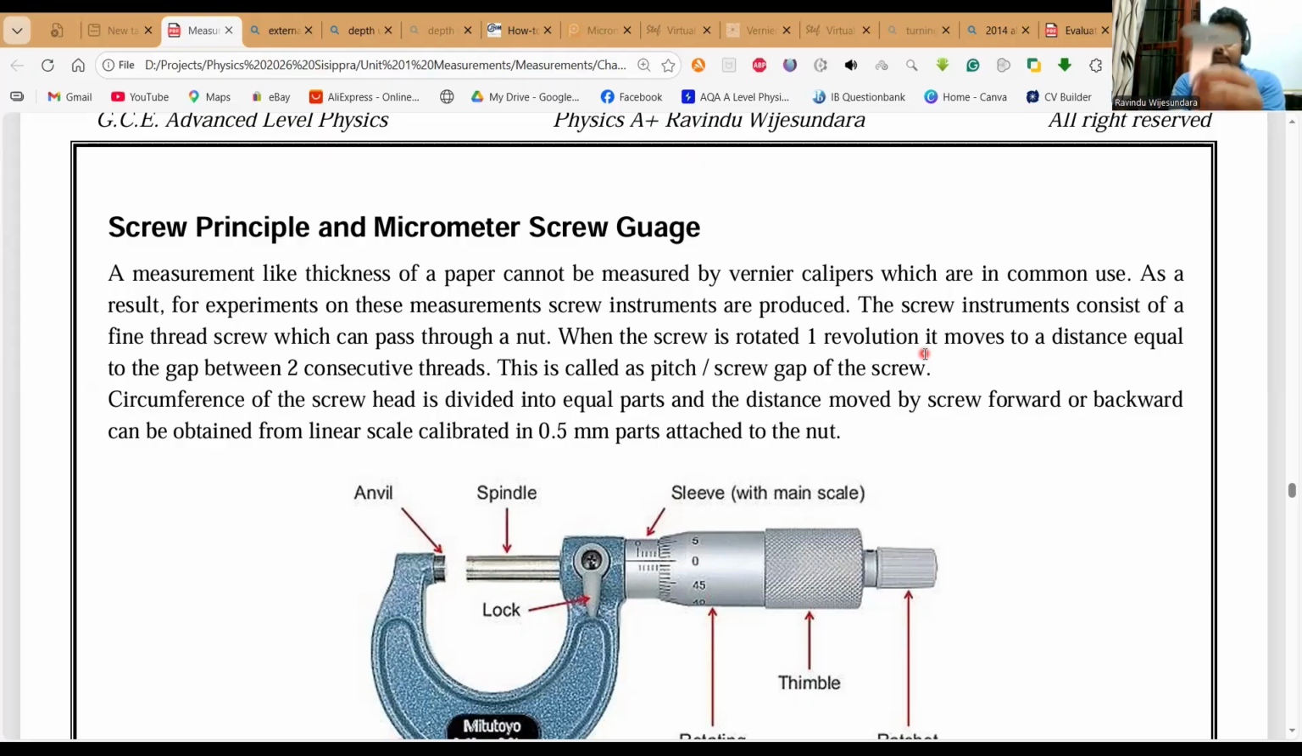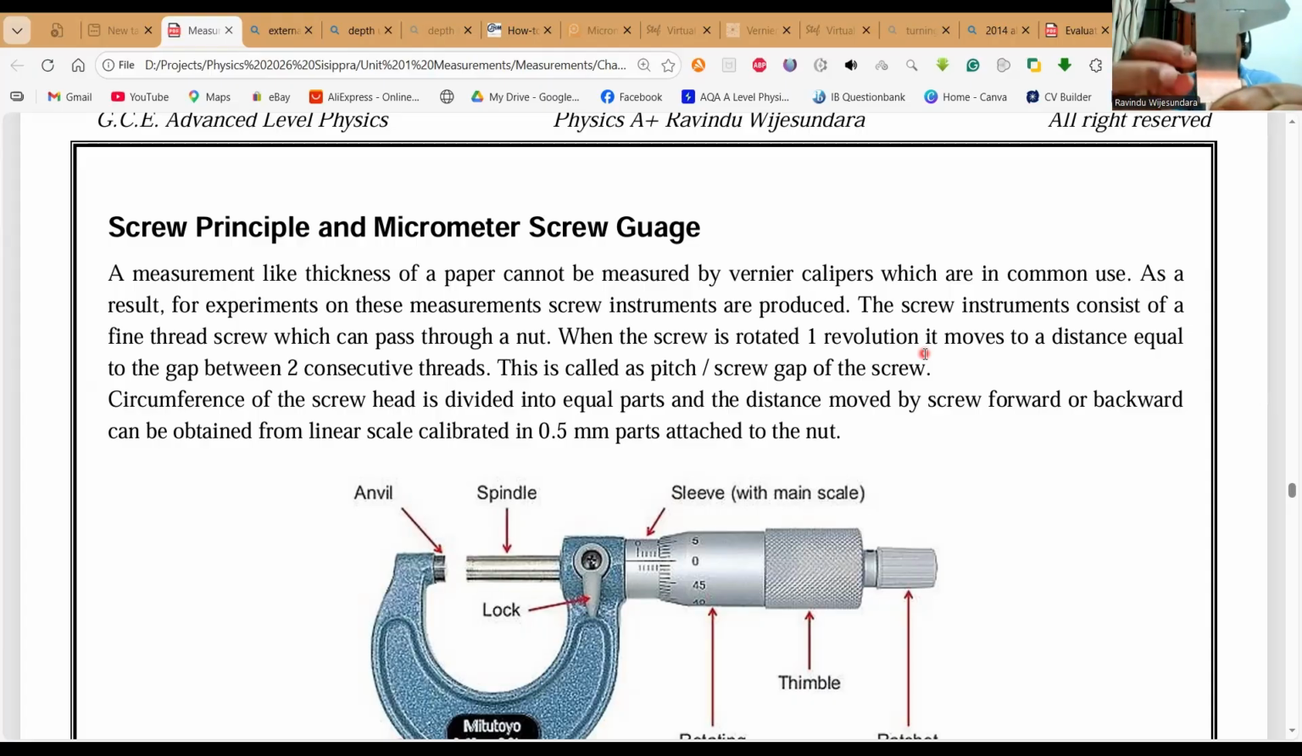For an example, I will take this vernier caliper. I think you can see clearly. So I will take this one. This is a screw, no? So if I turn this one to this side, you can clearly see that the separation between this knob and the vernier scale is gradually increasing. So when I turn it that way, it actually went to this side.